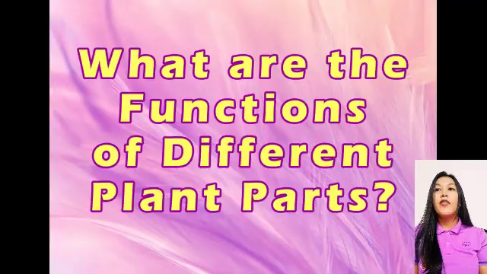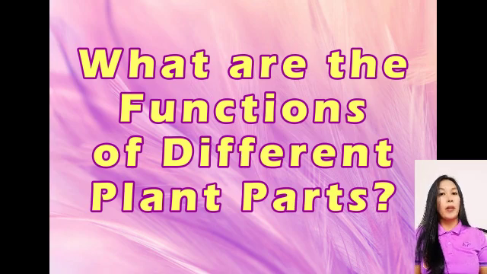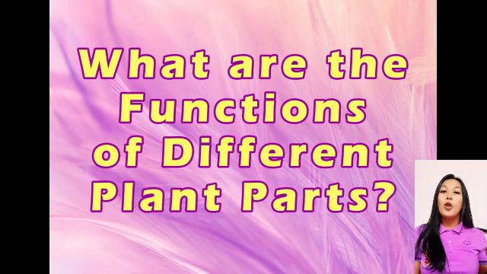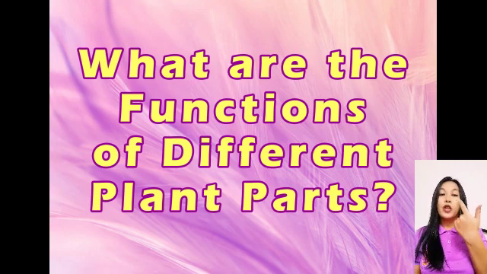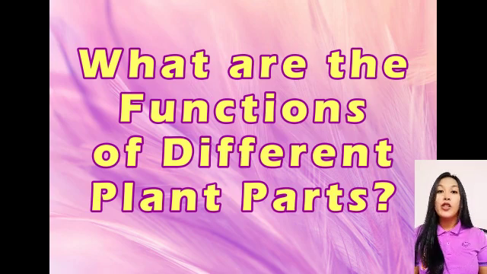So let's begin with our very first lesson for today, which is about the functions of different plant parts. Just like human beings, just like you, just like your classmates, you have different parts. You have your ears so you can hear, you have your eyes so you can see, you have your mouth so you can eat and speak, you have your tongue so you can speak. So the plants also have different parts which are very important for their survival, for them to live.